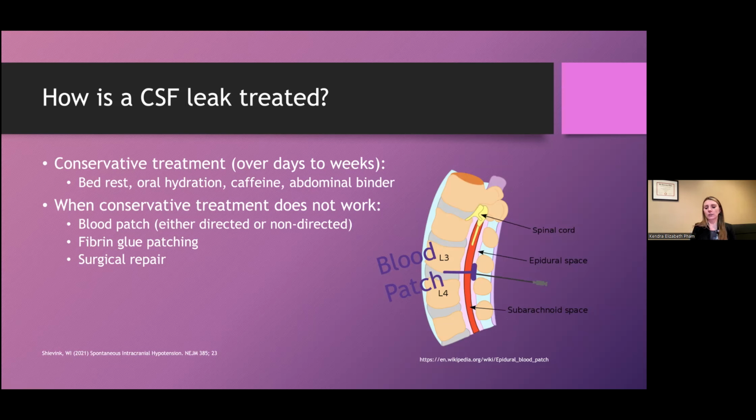So that would be a non-directed blood patch. You don't know where the leak is. In a directed blood patch, you see the leak and you target that specific area.